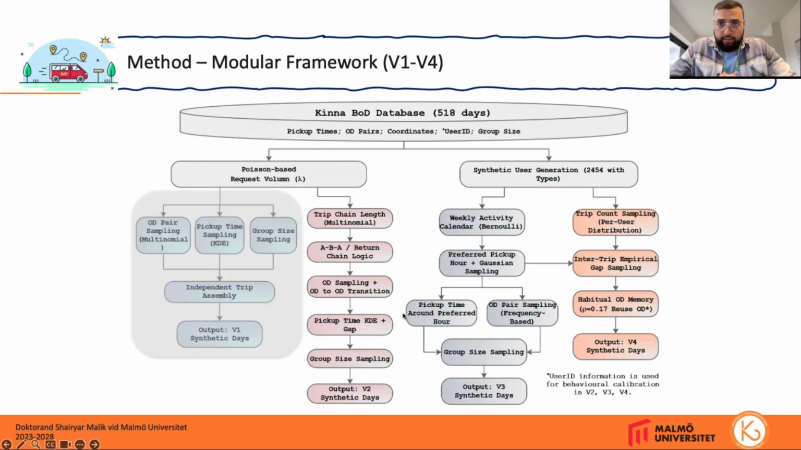So let's have a look at version 1. This was our simplest baseline. It samples the trips independently using the observed trip frequencies, what really happened frequency-wise in the real data. Pickup times and OD pairs were used for this, but there was no link between the trips, whether the person was doing linked trips, multi-day trips, nothing. It's just following the frequency of the trips. This version represents how most simulation studies currently model demand. It's random, but statistically it's correct.